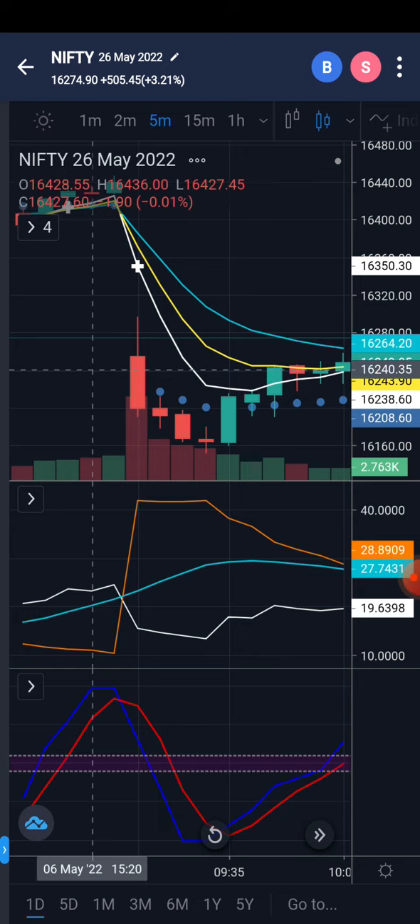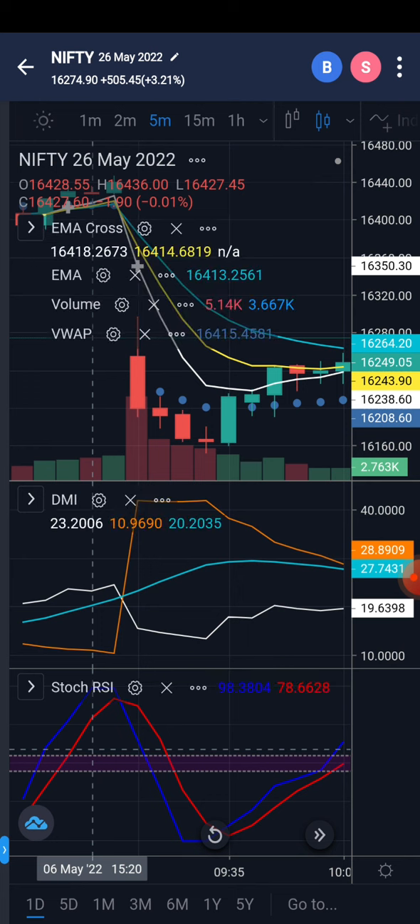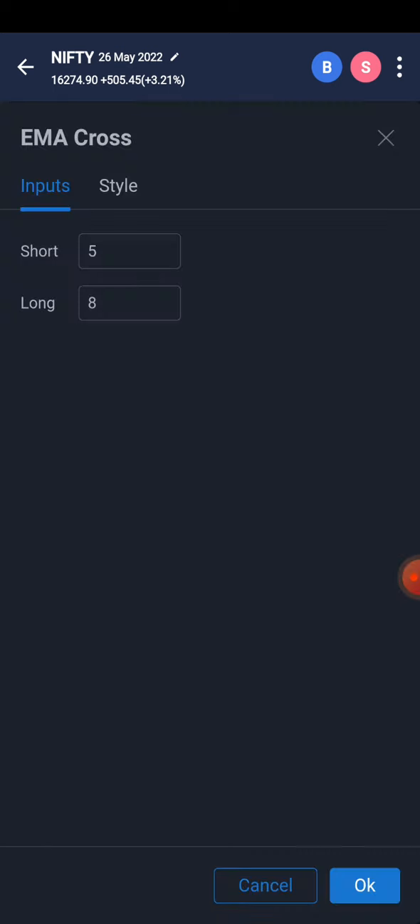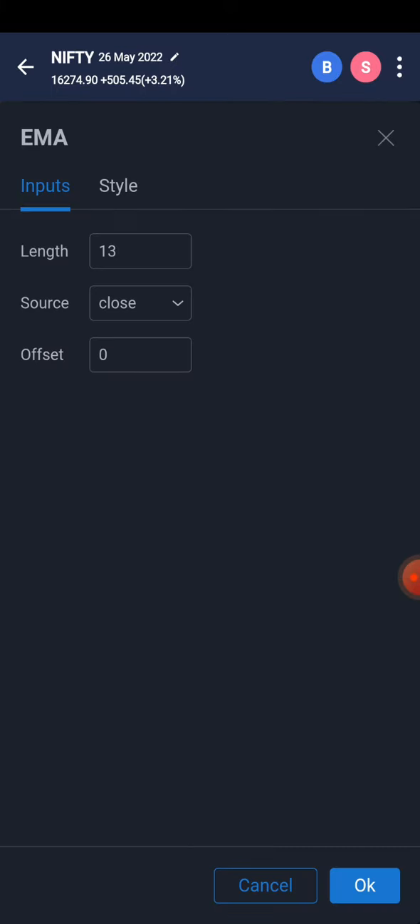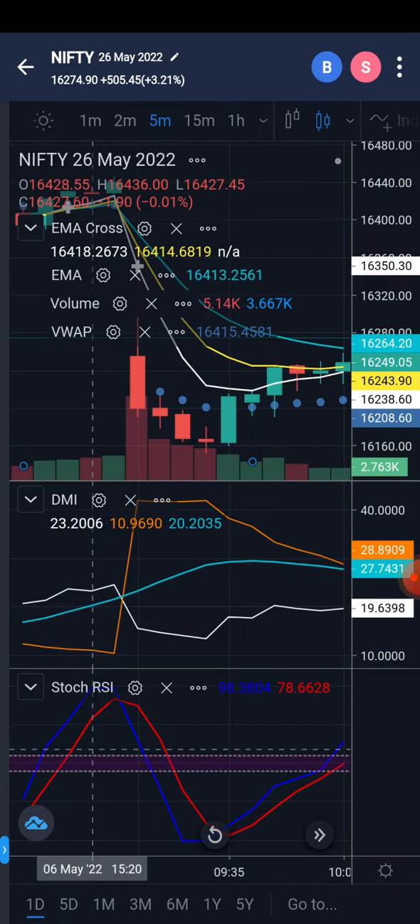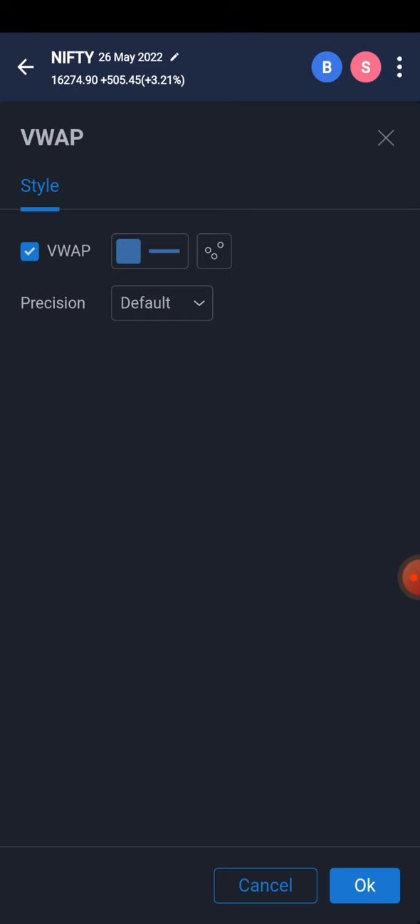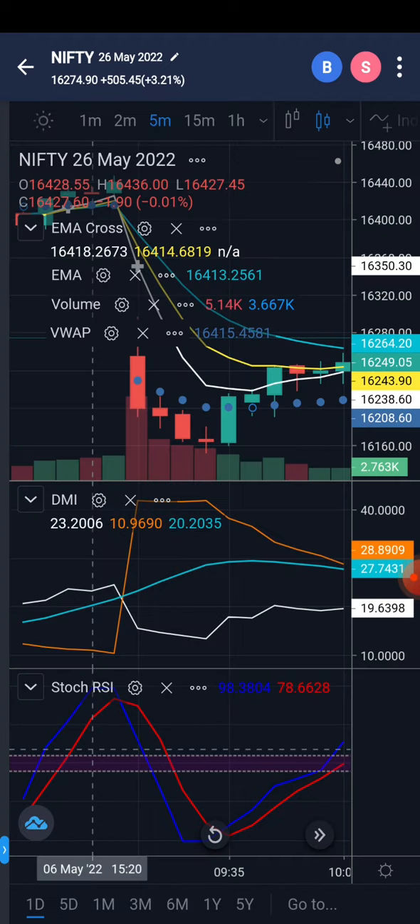You can see three windows, one here and one here. There are some indicators. Basically, I'll just click it. I put EMA cross and EMA. So basically it's 5, 8 and 13 days EMA. You can see 5 and 8 EMA here, and one more is the 13 EMA. And of course there is a volume default setting and VWAP, volume weighted average price, that is the default setting.